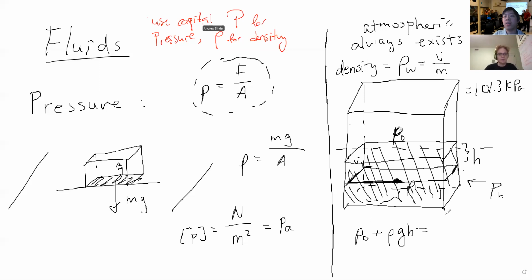So how are we going to get this formula? Is capital P for pressure, and rho for density? All right, yeah, sure. So how do we get this?